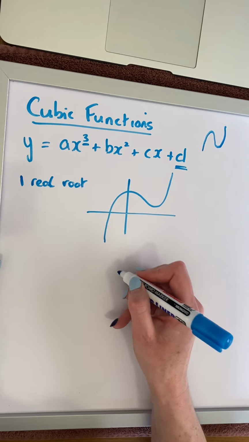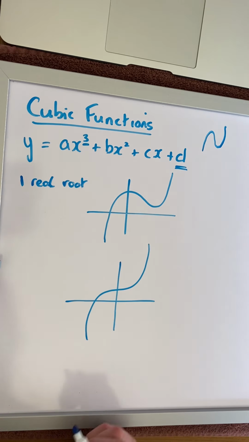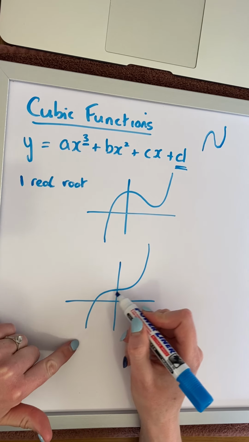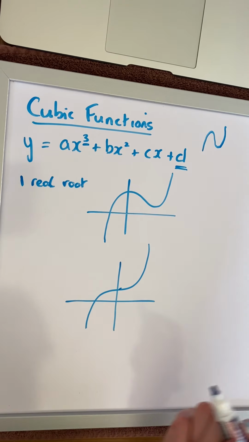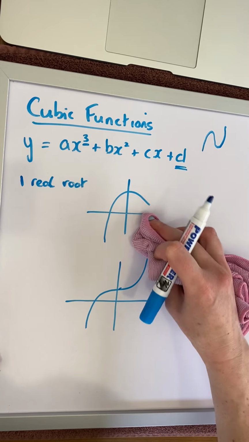We can also have this kind of function here, like the saddle point function that I mentioned, where the point of inflection or turning point occurs somewhere here, but again, it only has one real root. It crosses the x-axis at one point only. So that's one real root.